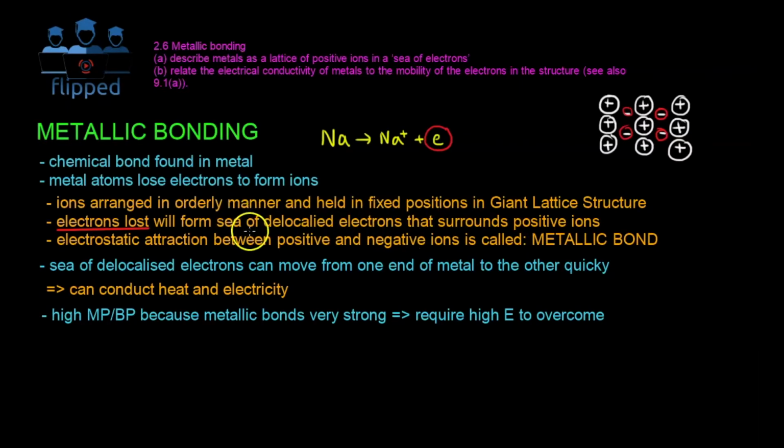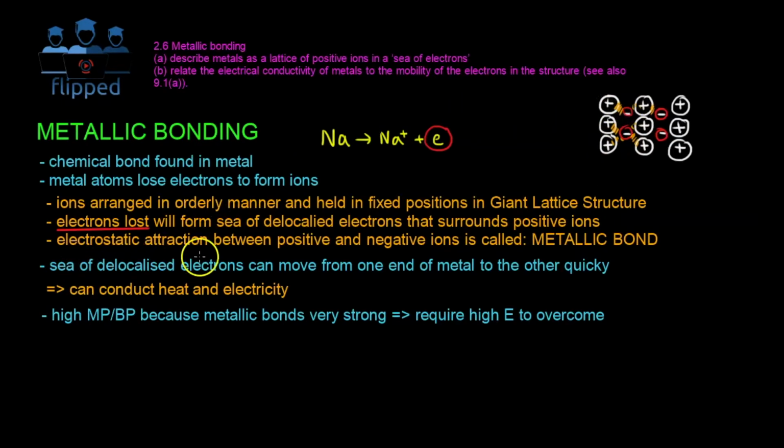And this sea of delocalized electrons surrounds the positive atoms, like putting them in the middle. So there's electrostatic attraction between the positive and negative charges, and this is what we call a metallic bond. This is very, very strong and takes a lot of energy to break, this orange interaction here.